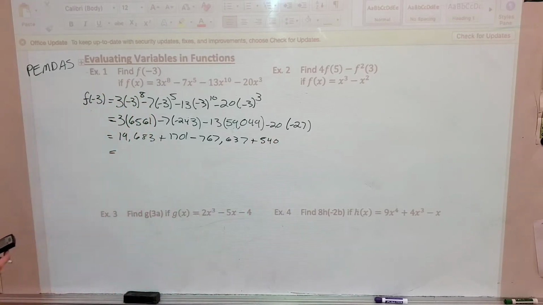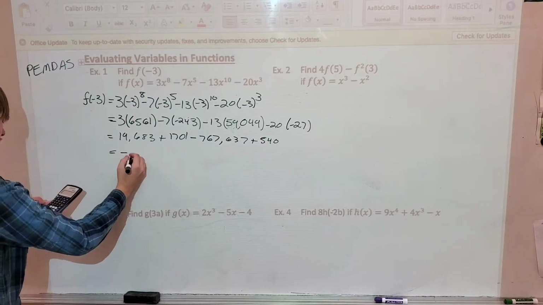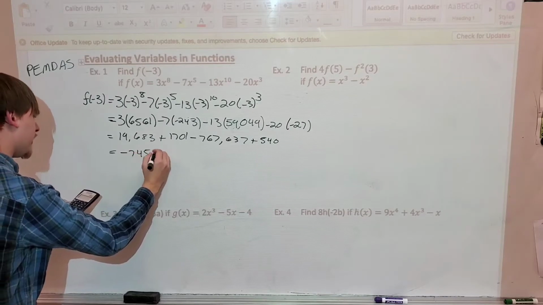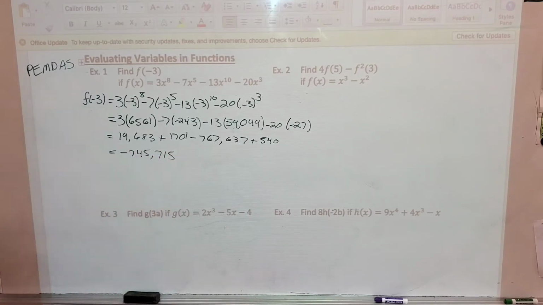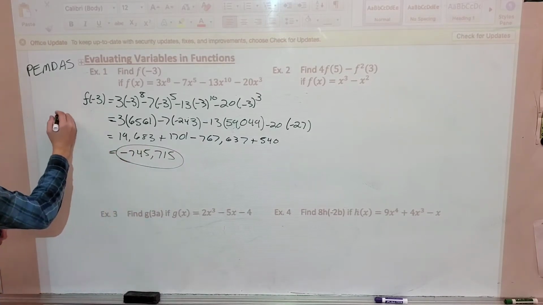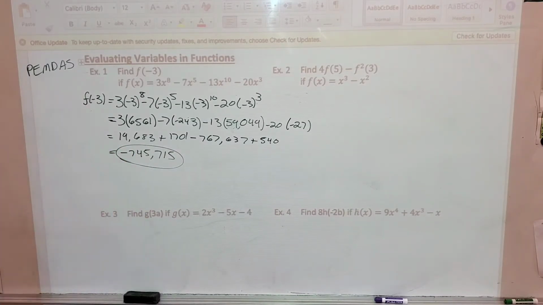And then just go ahead and use your calculator one more time to add all those up. 19,683 plus 1,701 minus 767,637 plus 540. Should get a negative 745,713. Okay, so just plugging it in. First you do your exponents, and then you do your multiplying, and then you add them up, just like we did. Okay, so now we're going to do example number 2.